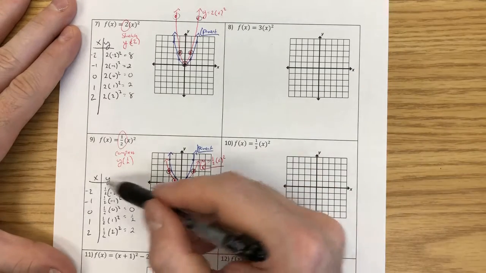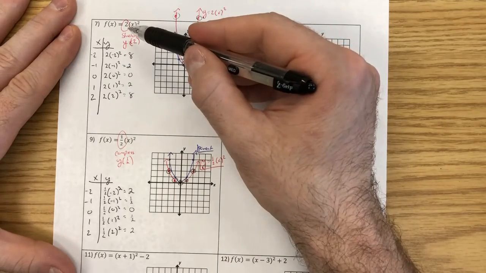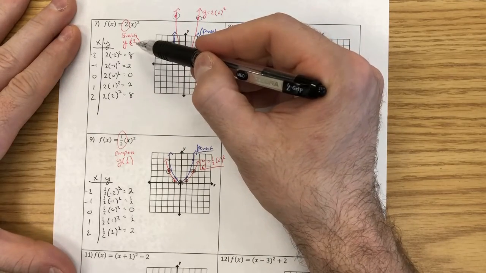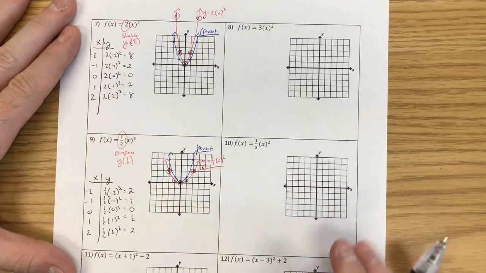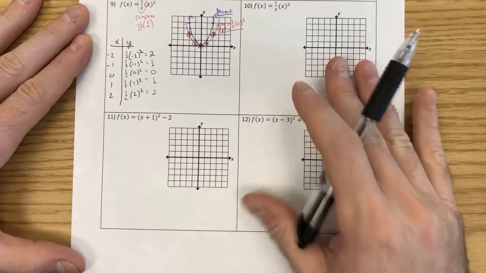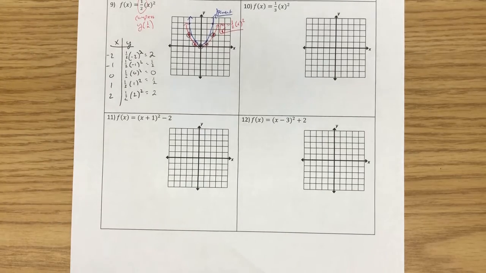So we know that we can either do it by hand, or we can remember that a number multiplied outside is either going to be a stretch if it's bigger than 1, or a compression if it's smaller than 1. So this is going to be the last one that we're going to do. So pause the video real quick, give this a shot, resume it when you're done, and see how you did.